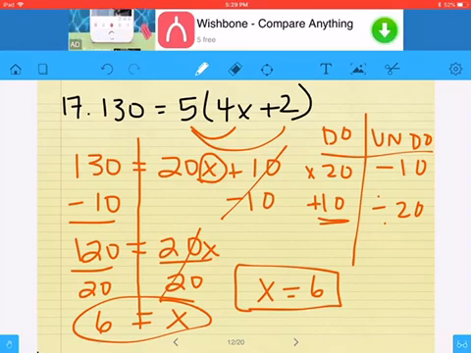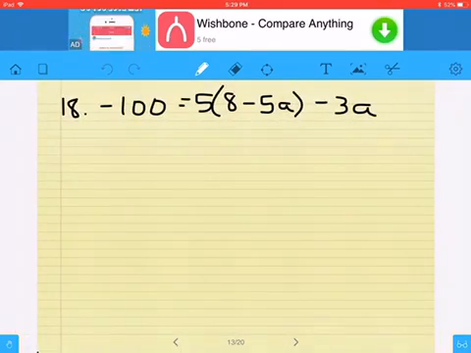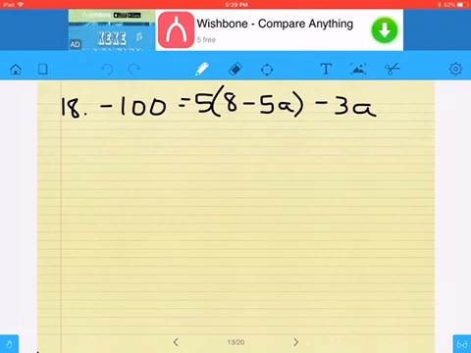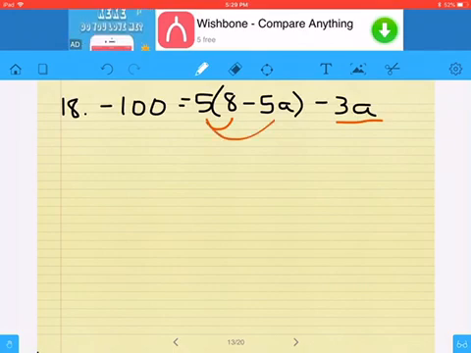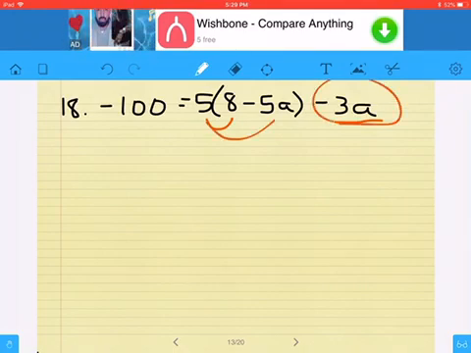All right, cool. And let's just check our answer on that one, just in case we got it wrong, because sometimes math teachers get it wrong too. All right, so let's do 4 times 6, because we do what's in our parentheses first. That's going to give us 24, and then add the 2. That gives us 26, and 26 times 5 gives us 130. So our answer for number 17 is also correct.